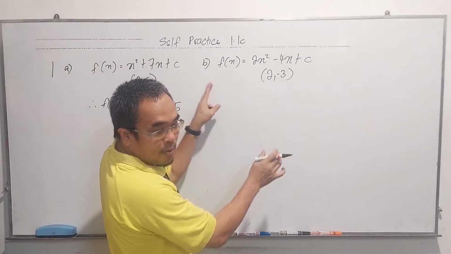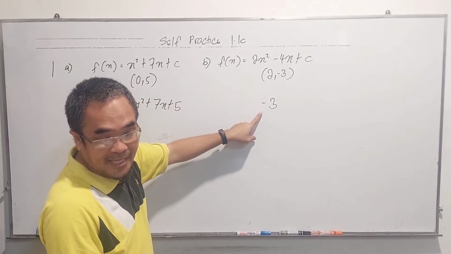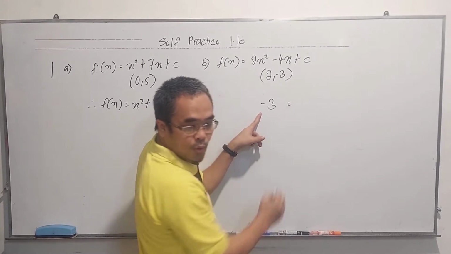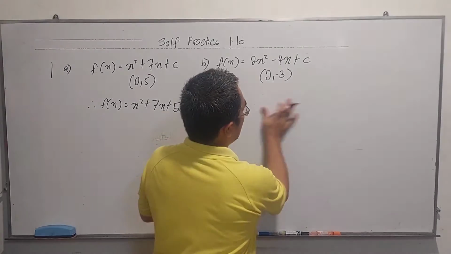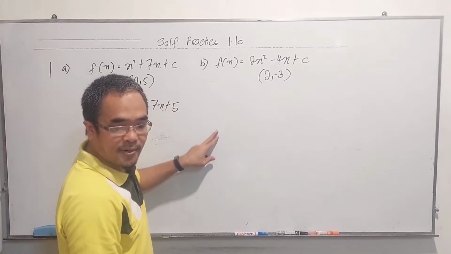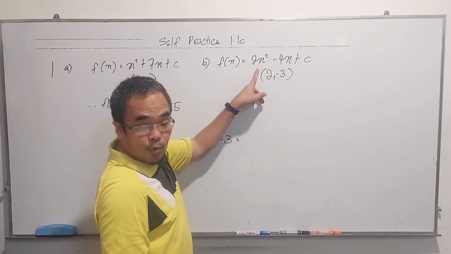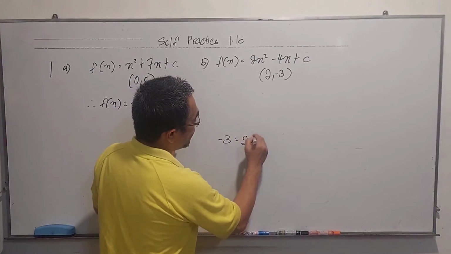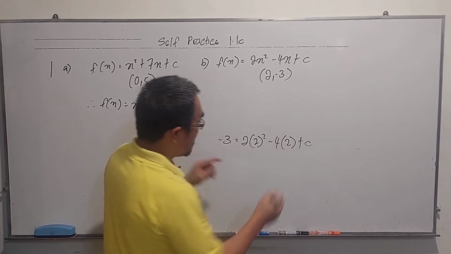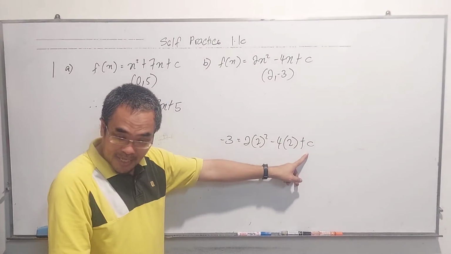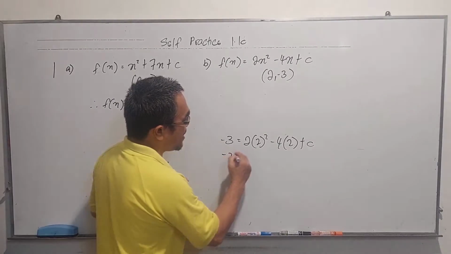Because of some problem with the lighting, I will write it down here. So f(x) you replace as -3 equals to, okay, the lighting is there. Let me see. Okay, I can write it here. So -3 is equal to, now you replace x as 2, 2 times 2 squared - 4 times 2 + c. You do not know the value of c, you want to find the value of c, so you have to calculate.